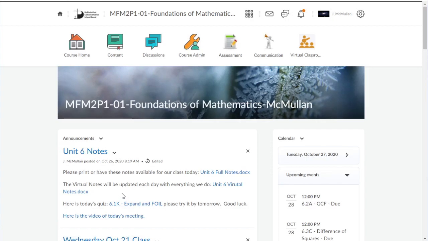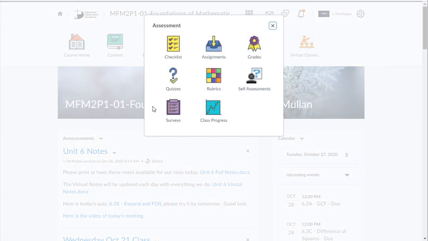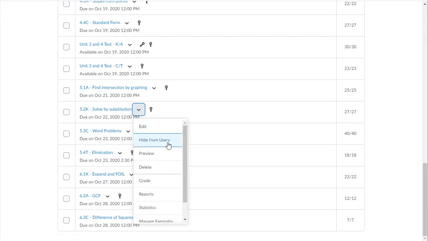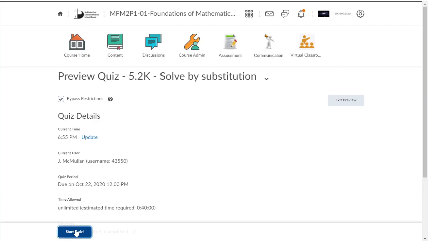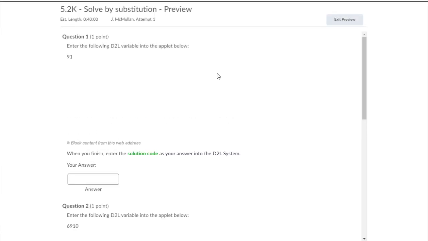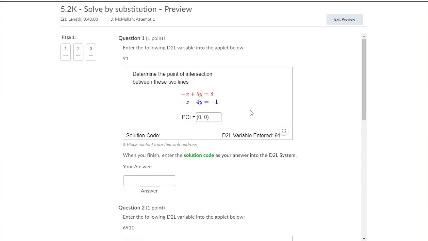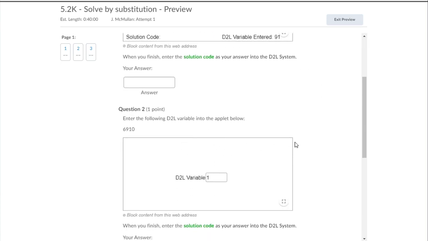This is a video to help you with the second assignment from Unit 5, 5.2. 5.2 is asking you to solve by substitution, which is another way of finding the point of intersection between two lines. When you type in your variable here, it's going to give you two equations of two lines. The next question is the exact same.